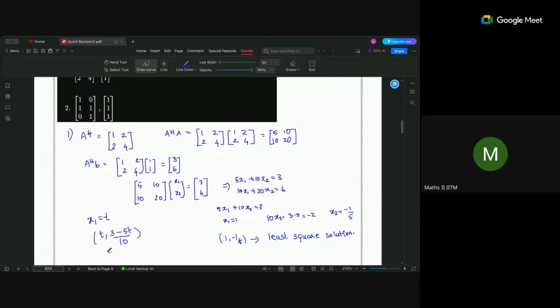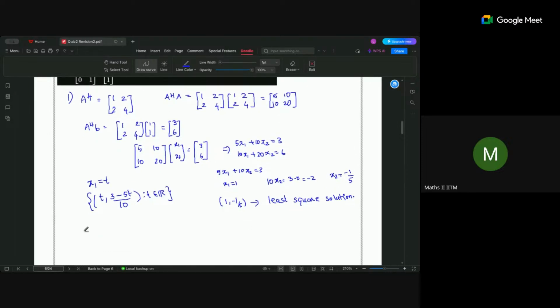So here you have t times of... or you cannot take out t in this case. Yeah. So just like this you can write. So this is the set of all least square solutions. Okay. So the same way we can do the second problem as well.